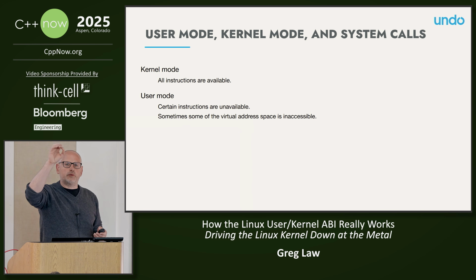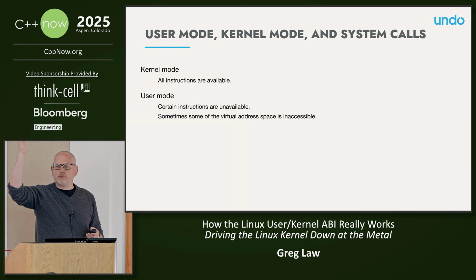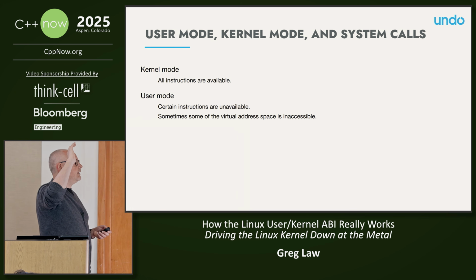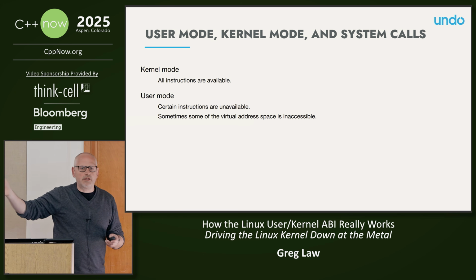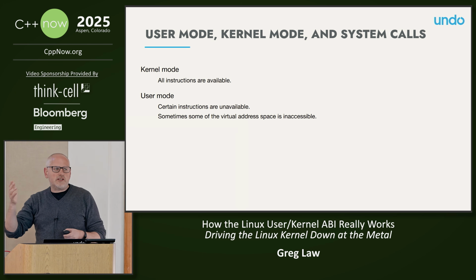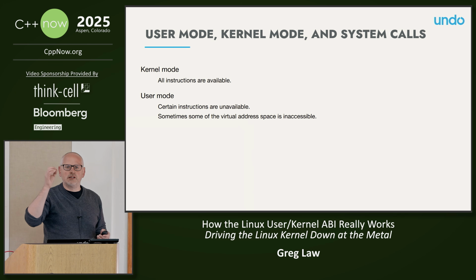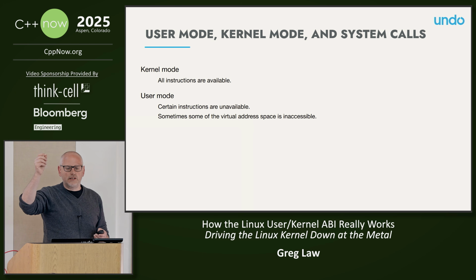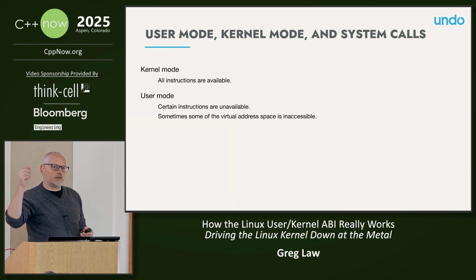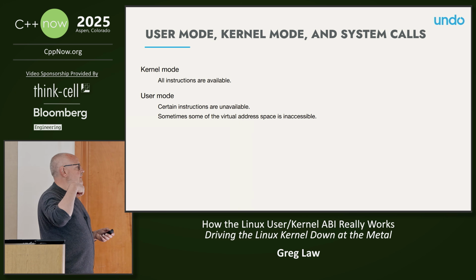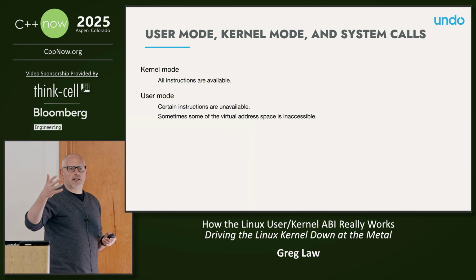Really, the only difference between kernel mode, which some systems call supervisor mode and some people call ring 0, it's all the same, is that there are some instructions that are not available in user mode that are available in kernel mode. That's really the only difference. Sometimes some of the virtual address space is not accessible from user mode, but this has changed in the last couple of years.